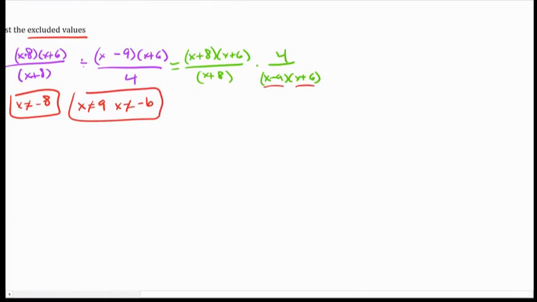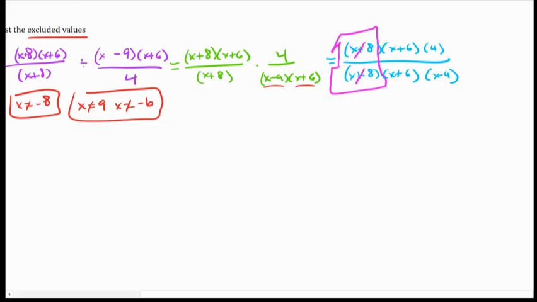Now on this one here, I'm going to just multiply across and rearrange a little bit. So I got x plus 8, x plus 6, x plus 8, x plus 6. And then I can see here visually that if I divide two things by themselves, then it cancels out to just get 1, because anything divided by itself is just 1. And so my final answer here is 4 over x minus 9 with my excluded values right here.